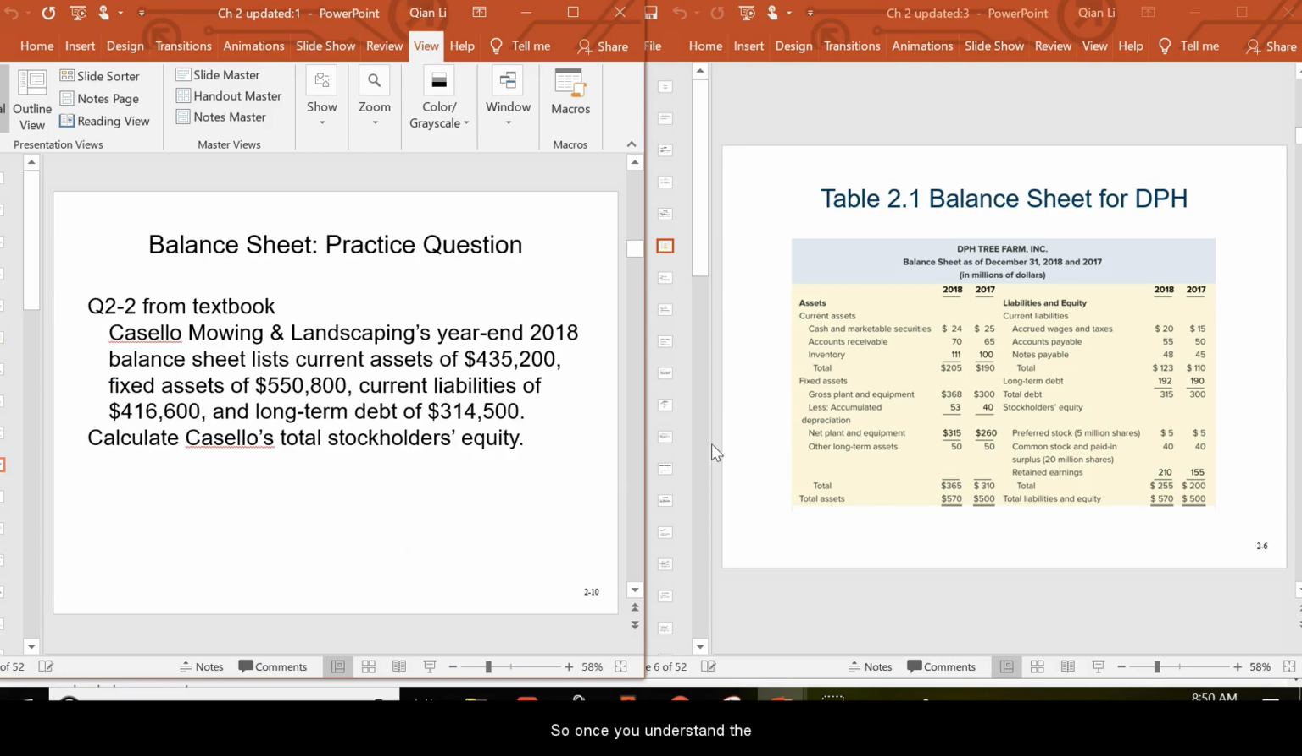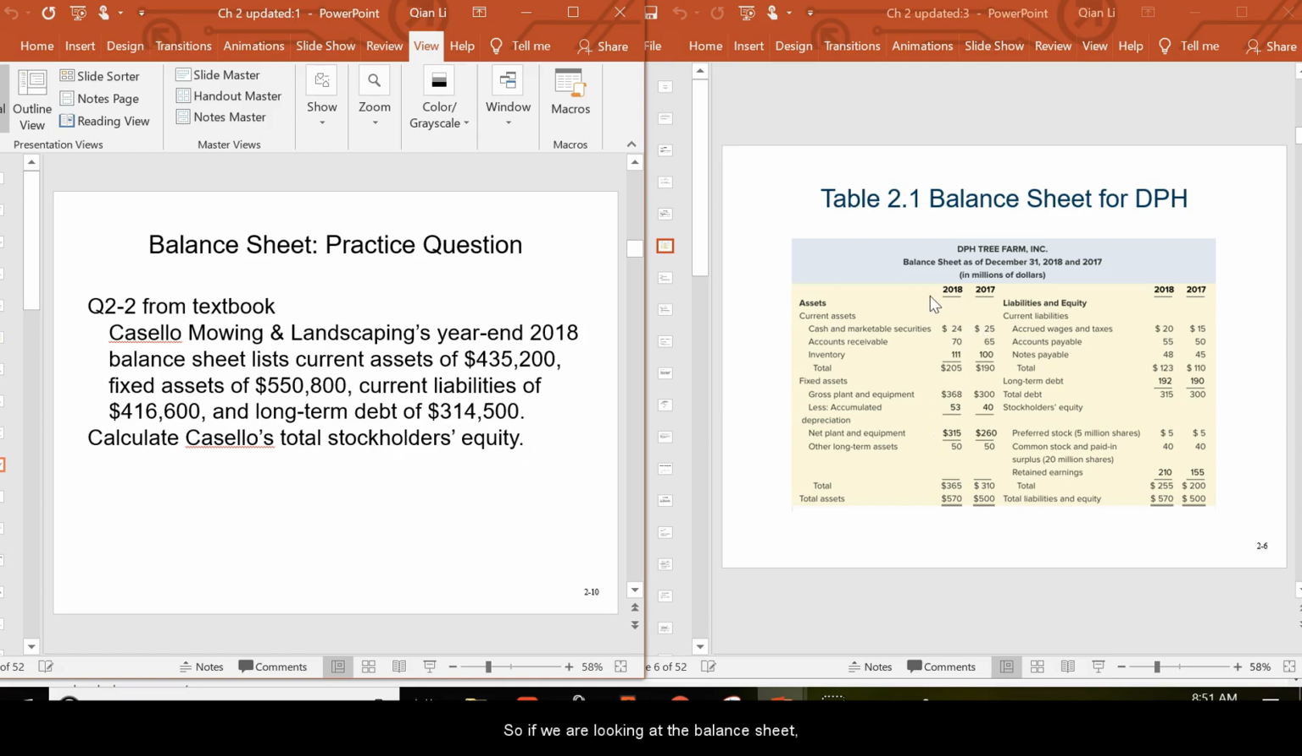So once you understand the framework of the balance sheet, now we can take a look at a practice question, which is question number 2 from the end of chapter 2 in your textbook. So we have this company, and at the end of 2018, it has current assets of this much, and fixed assets, current liabilities, and long-term debt. So the question is, how much is this company's total equity?